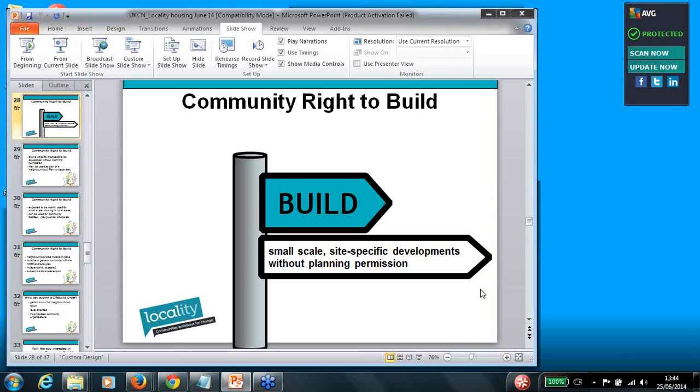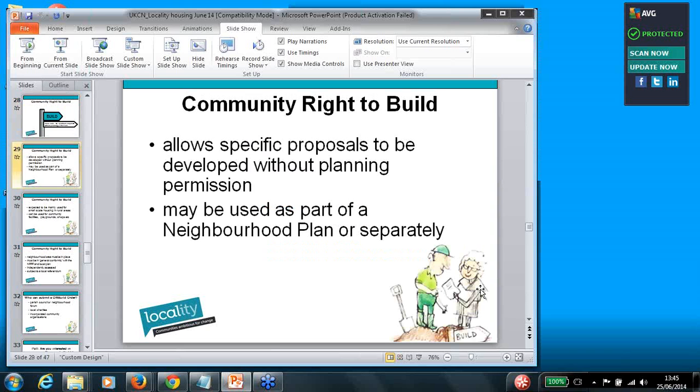Right. I'm just going to talk a little bit about community right to build, if that's okay. I think community right to build is really important in terms of community-led housing projects. You might have heard the term bandied around. Basically, it's one of the rights that were brought in under the Localism Act. What it doesn't do, I have to say, right up front, is provide communities with a right to build. Okay, so let's get that one out of the way first.